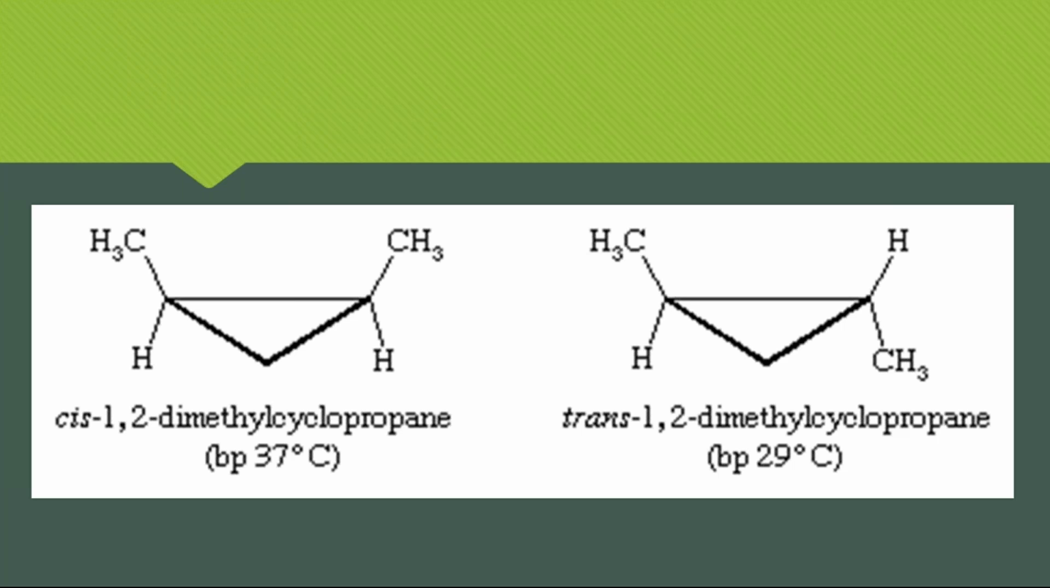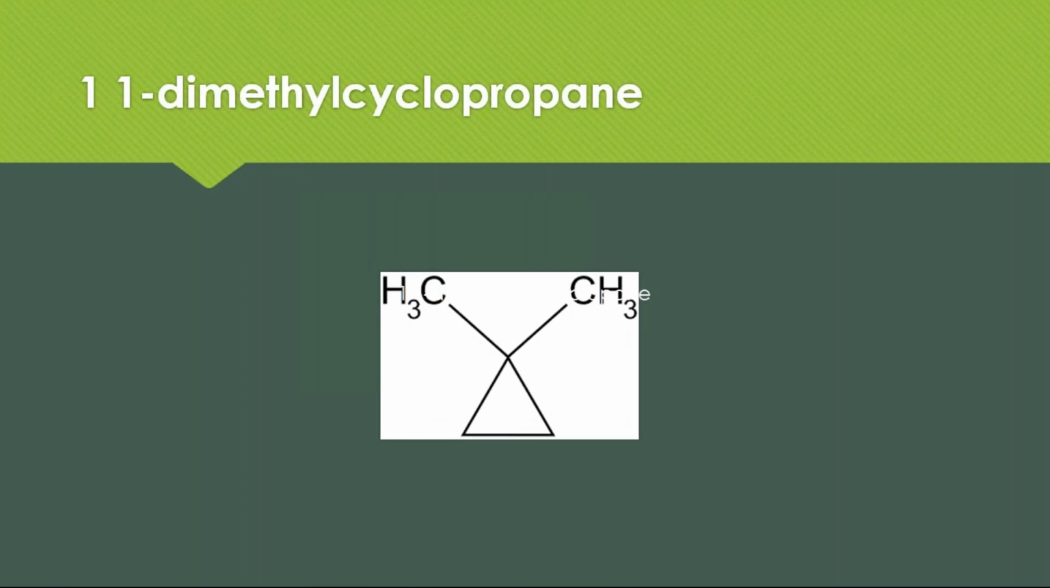So the requirement for geometrical isomerism in cyclic compounds is that there must be at least two groups other than hydrogen on the ring, and these must be on different ring carbon atoms. They should not be on the same carbon. So can you write a geometrical isomer for 1,1-dimethylcyclopropane? Can you write a geometrical isomer for this?